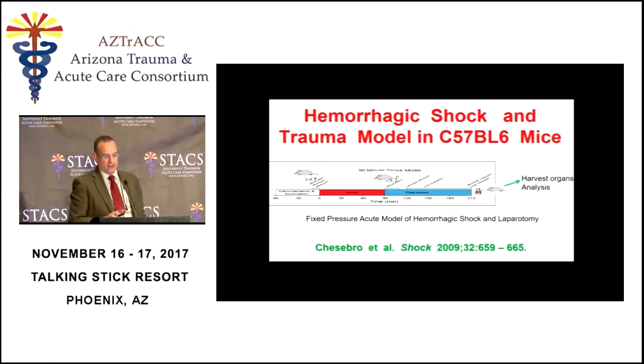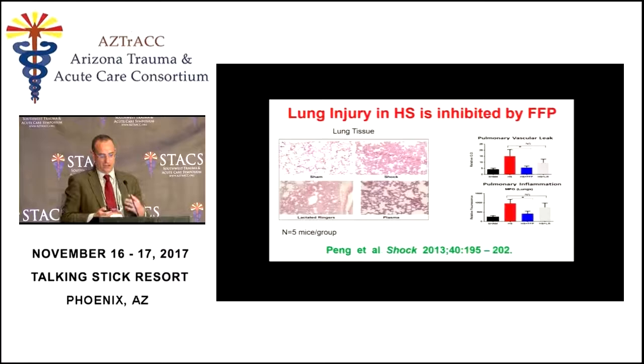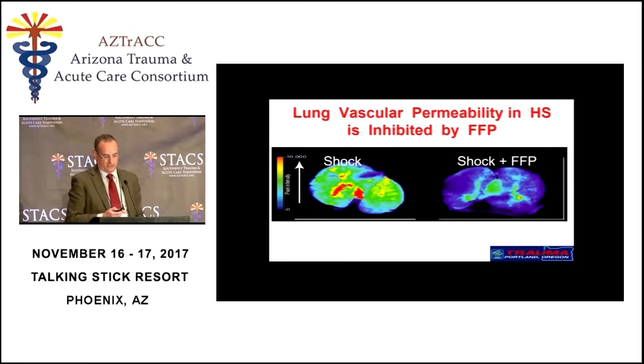Here's a hemorrhagic shock model in mice, controlled hemorrhage. What it shows is that just the hemorrhage itself causes an intense inflammation in the lungs. If you give lactated Ringer's, it gets worse. That's why you got ARDS in Vietnam. If you give plasma, you prevent that inflammation and you don't get the ARDS. Here's the same thing showing fluid having an increased permeability in the lung versus FFP where you don't get the permeability.